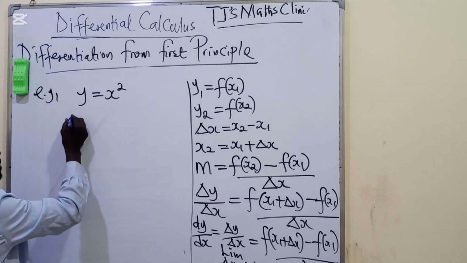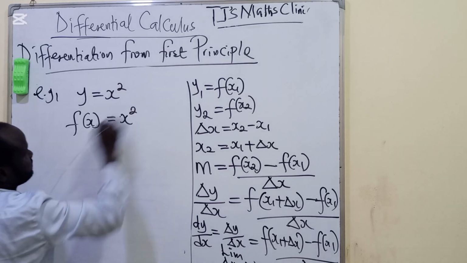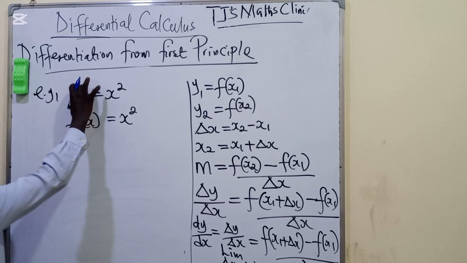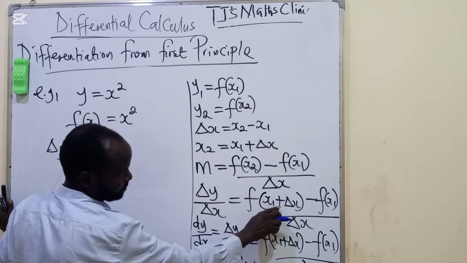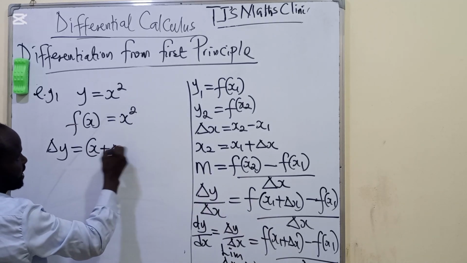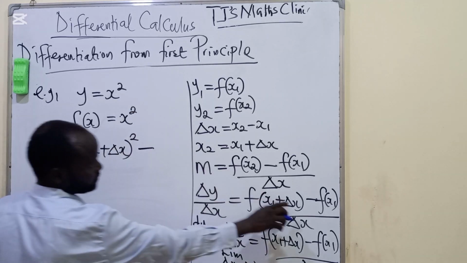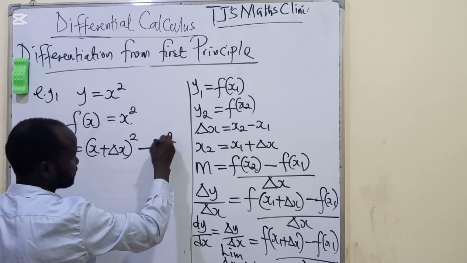We know that our f of x will be equal to x squared, because this y is the same as f of x, since y is a function of x. Very important. We know that the change in y will be equal to, in place of x1 plus change in x, we replace it here. That will be x plus delta x, but we have the square here. That's all squared, minus f of x1, which is the same as f of x, which is x squared.